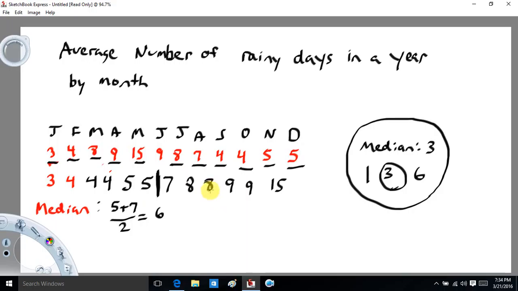Okay, so the third thing we wanted to talk about was the mode. And the mode is simply the number that occurs the most. So the mode is, here it's more than 1. Actually, sorry, it's 4. Because the 4 occurs 3 times. The mode is 4. Okay.